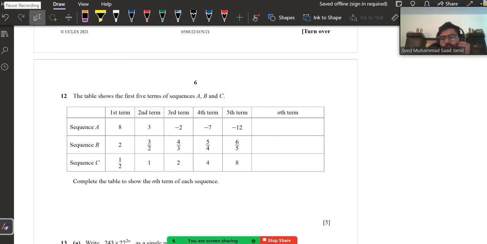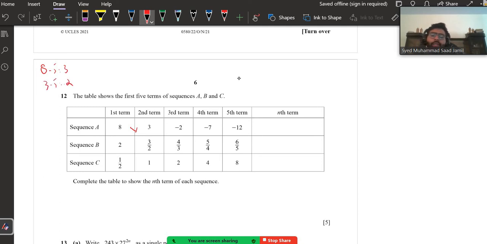The table shows the first 5 terms of sequences A, B and C, and you have to write the nth term basically. If you look at sequence A, the difference is minus 5. Alright, you're going 5 places back. So 8 minus 5 is 3, 3 minus 5 is minus 2.